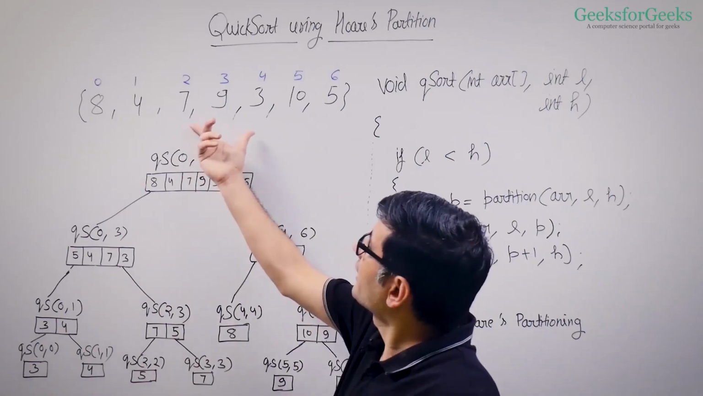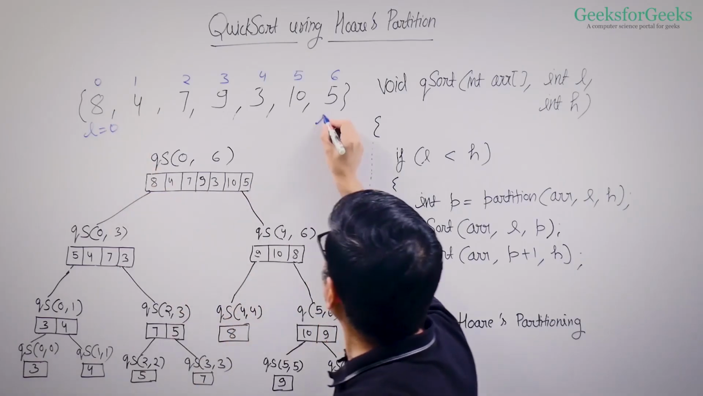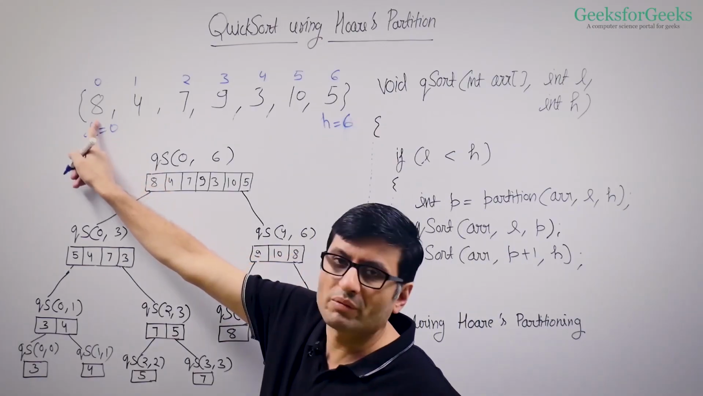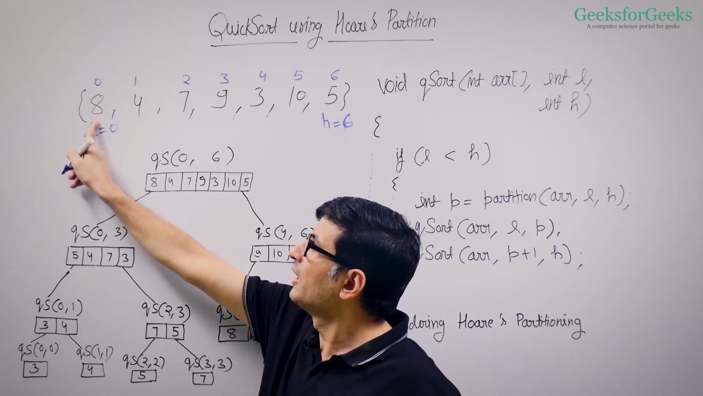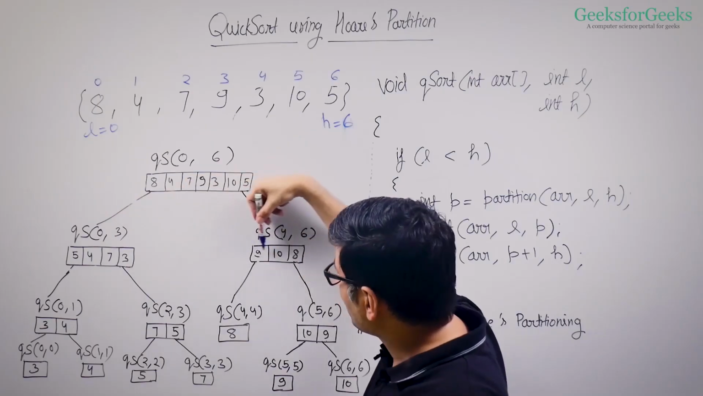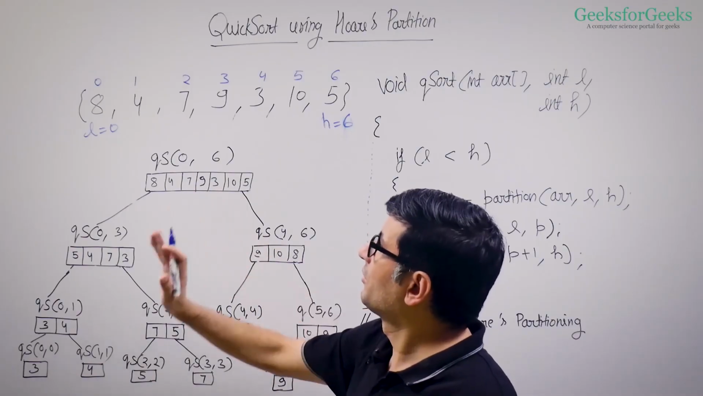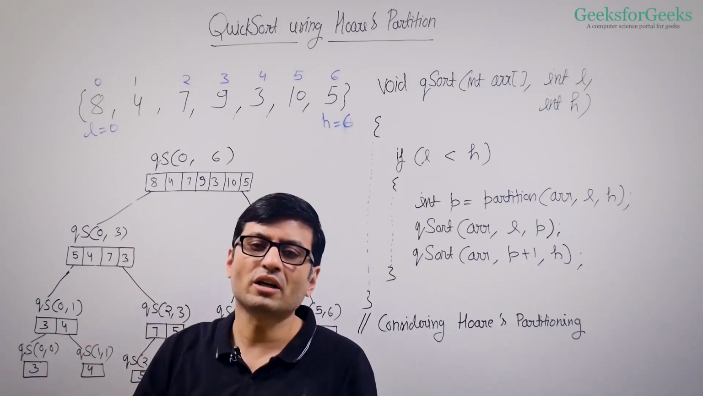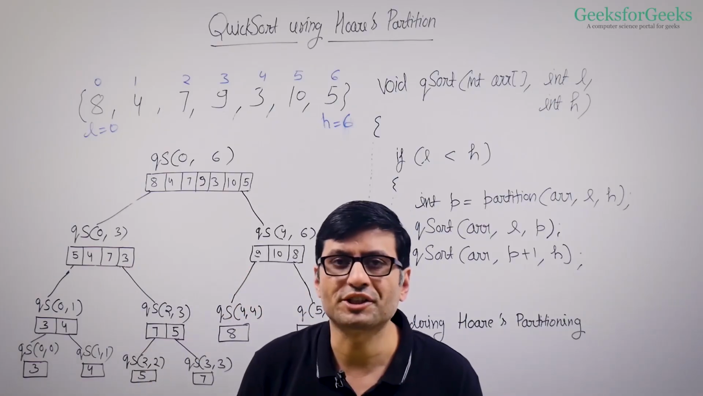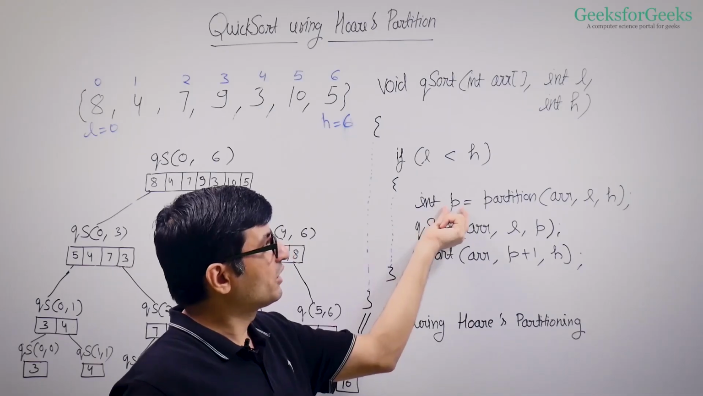If you take a look at this array example, your L is 0, your H is 6, and this is considered as the pivot by Hoare's algorithm. And after partitioning, what happens? Your left array becomes this and right array becomes this. And Hoare's partition returns an index 3, which means elements from 0 to 3 are smaller than or equal to elements from 4 to 6. That's what Hoare's partition guarantees. So you get 3 as the output of the partition here.